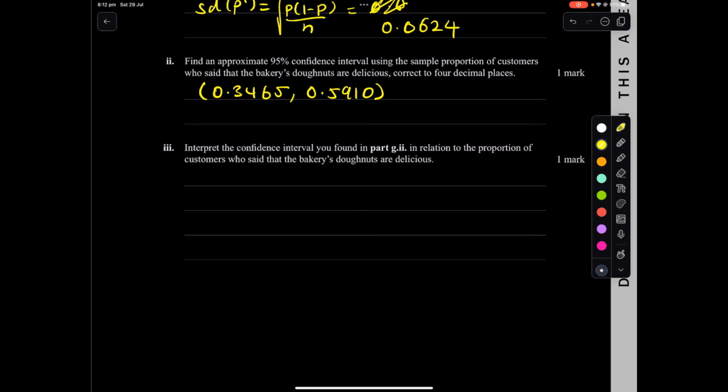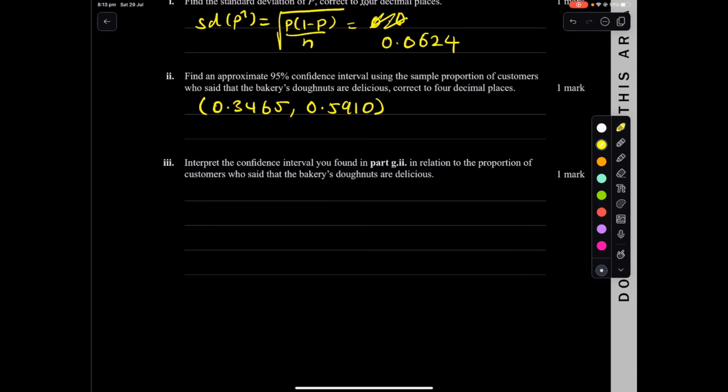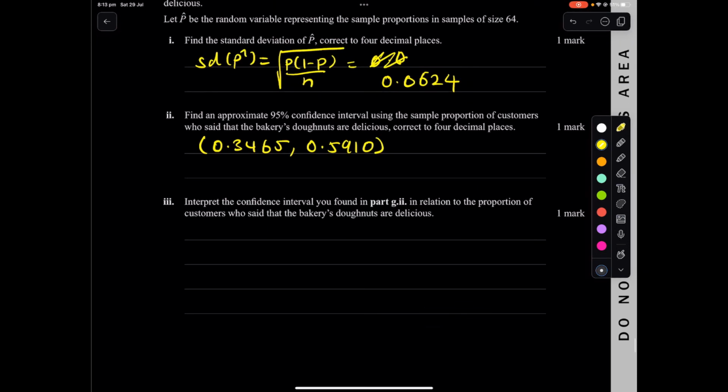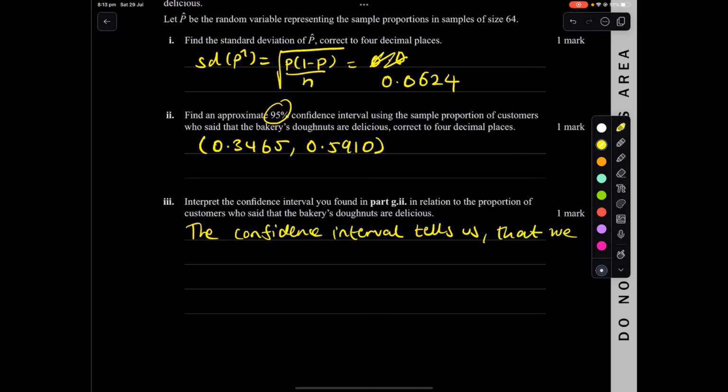Interpret the confidence interval you found in part G in relation to the proportion of customers who said that the bakery donuts are delicious. Okay, so the 95% confidence interval means that we are certain, so the confidence interval tells us that we are certain that the 30 out of the 64 people who said bakery donuts are delicious.